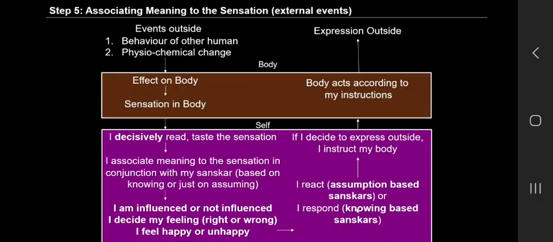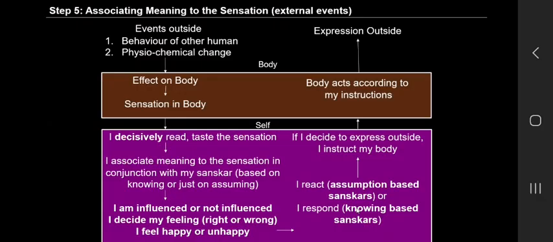Once I have a feeling of affection, my words will change. My expression outside will change. Now I may ask that person, what is the problem? Why are you in trouble? Can I help you? Etc. So the words are the same. It is me, how I respond or react, and it is based on my sanskar.